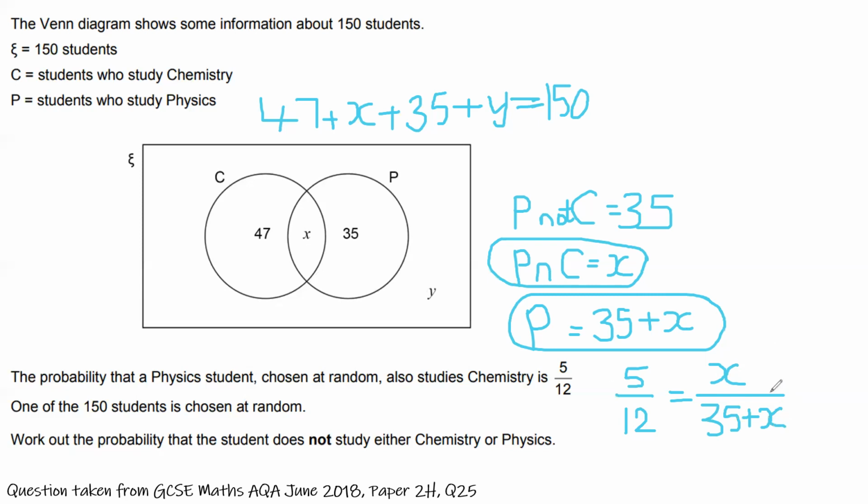If you can get to this step, I think you've done really well, because I think this jumping from the information that you've got, all of the information in the diagram, to this step is the hardest part. So well done if you've got that far.